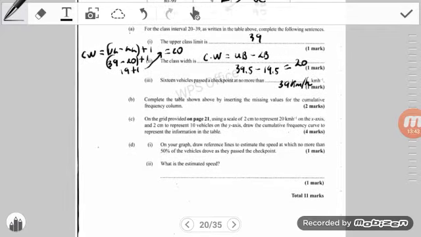Let's move on up. On the grid provided on page 21, you're using a scale of 2 centimeters to represent 20 kilometers per hour on the x-axis and 2 centimeters to represent 10 vehicles on the y-axis. And you're to draw the cumulative frequency curve to represent the information in the table.